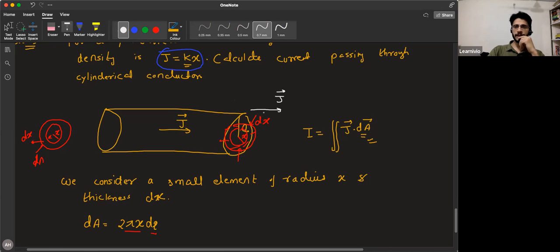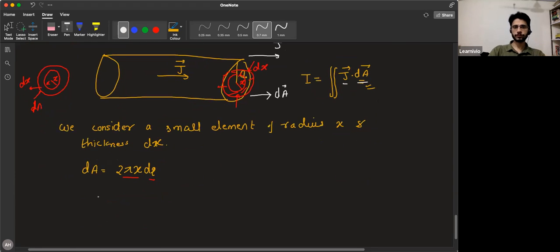Saifullah, how do we decide the direction of area vector? Perpendicular to the surface. The direction of area vector is perpendicular to the area. So area vector will act in this direction. This is the direction of dA. If J and dA are acting in the same direction, then what is the angle between J and dA? 0. So you want to solve this integral.